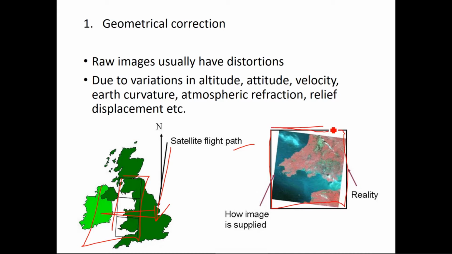Actually, the image collected should be like this, but due to these errors or distortions, the image is slightly skewed like this, as you can see in this photo, how the image is supplied and what is the reality. So these errors have to be corrected and the images have to be de-skewed or shaped to fit the actual boundary before you start analyzing the image for extracting data from it.